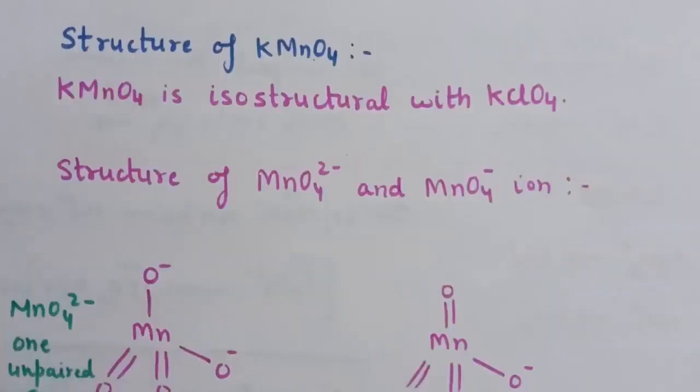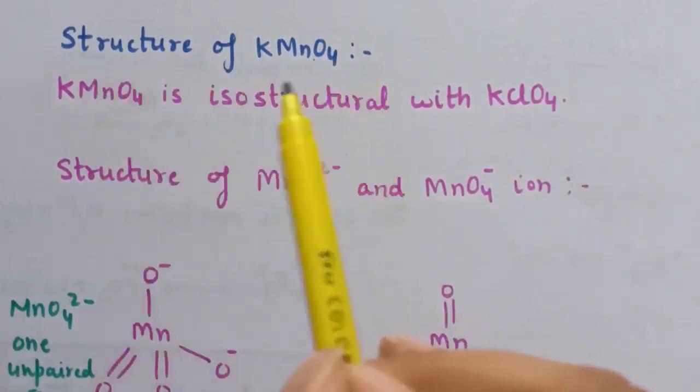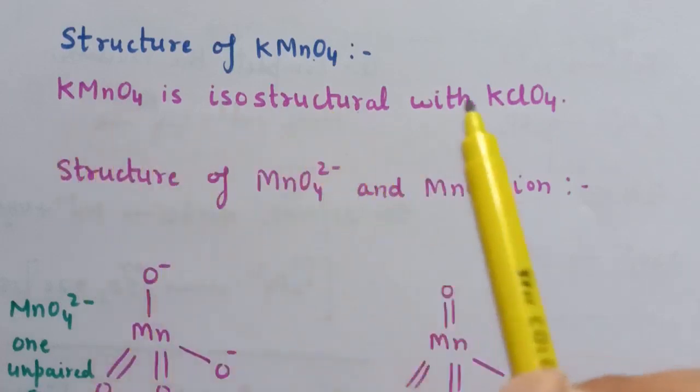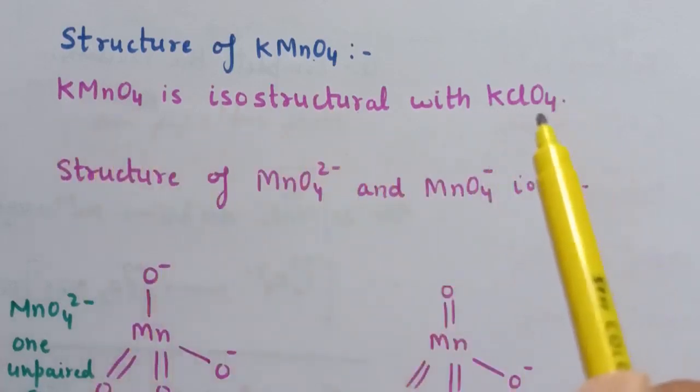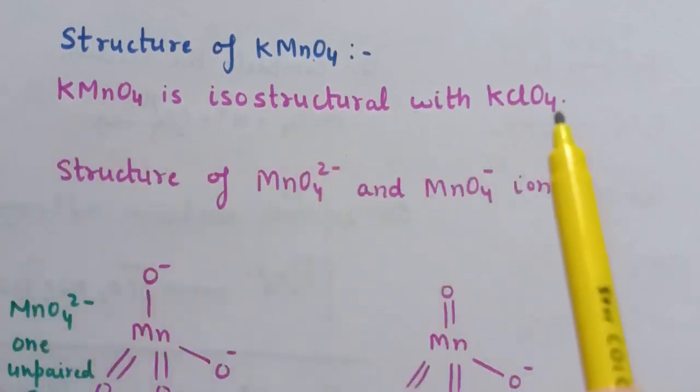In the last lecture, we discussed the preparation of potassium permanganate. Now we are starting with structure of KMnO4. Potassium permanganate, that is KMnO4, is isostructural with KClO4. That is, the structure of KMnO4 is similar to the structure of KClO4.